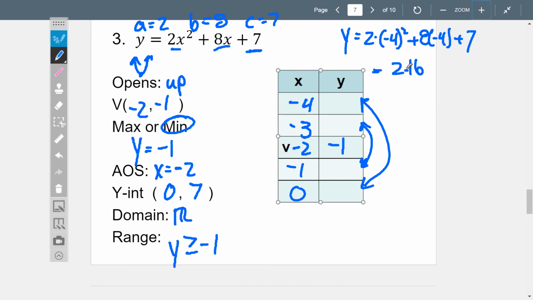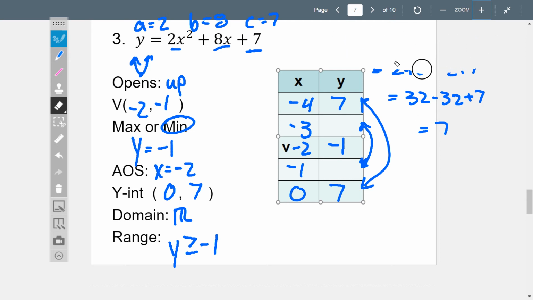So 2 times 16 minus 32 plus 7. So that's 32 minus 32 plus 7. So that's just 7. Okay, so that's 7, that's 7. Okay, next let me plug in negative 3 or negative 1.